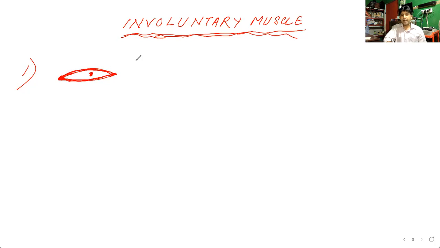They are branched, and one more important thing is that they do not have the dark and bright stripes in them. So it is also said as unstriated, because they do not have the dark and bright stripes in them. So involuntary muscles are those which cannot be controlled by our will. They are unstriated. They do not have the stripes in them.